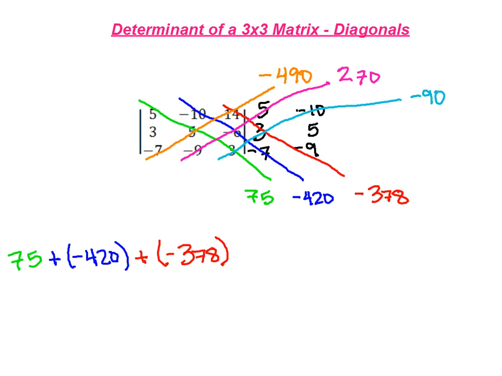Then I will subtract my values that I have found by multiplying from the lower left up to the upper right. So subtract negative 490, subtract 270, and subtract negative 90. If I were to simplify this final expression, I then would get a final determinant answer of negative 413.